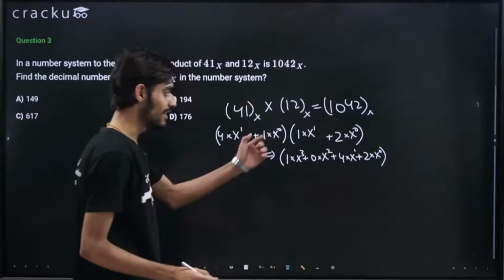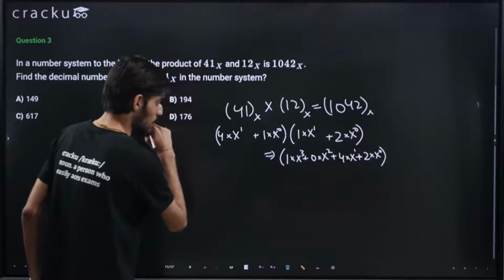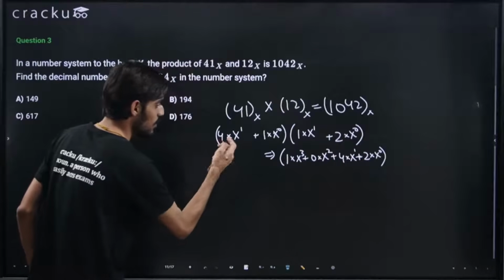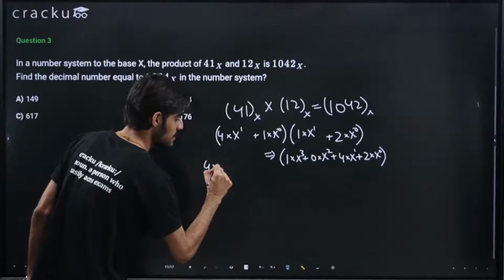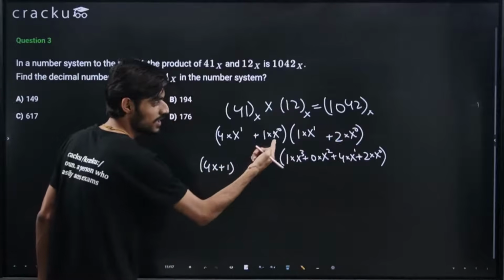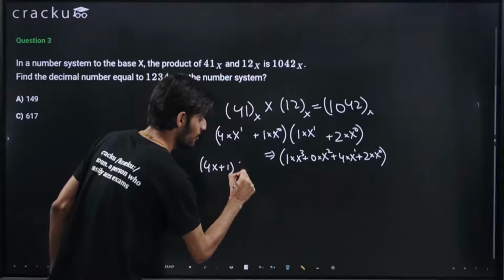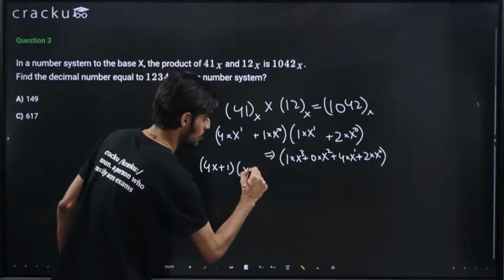So we have essentially converted this into base 10. Now just solving it. The x raised to power 1 is x. So this is 4x plus 1, because x raised to power 0 is 1, multiplied by this is x plus 2.